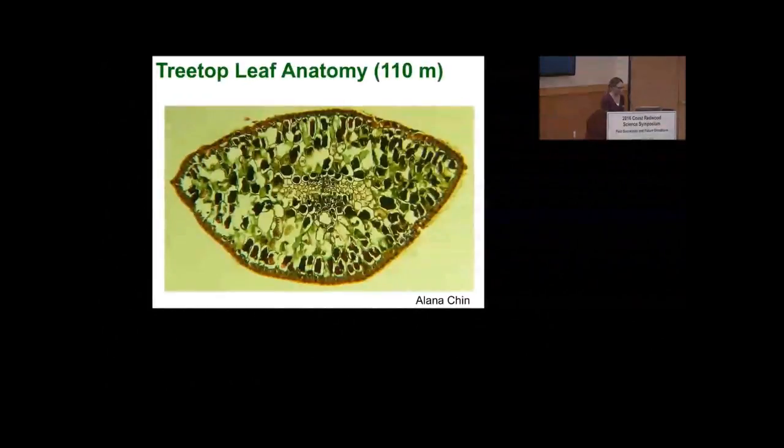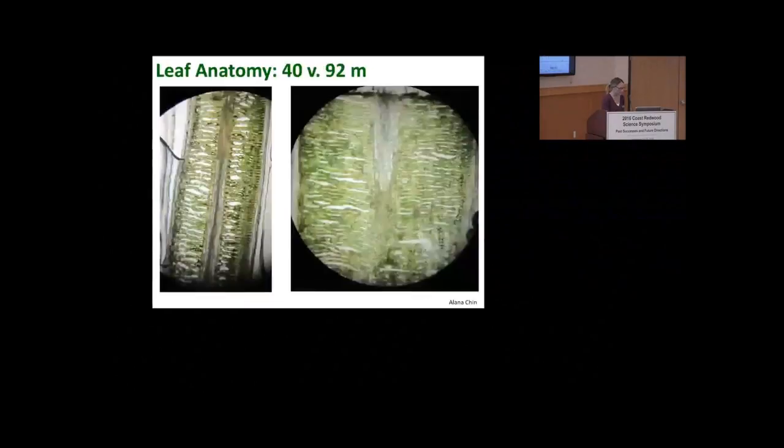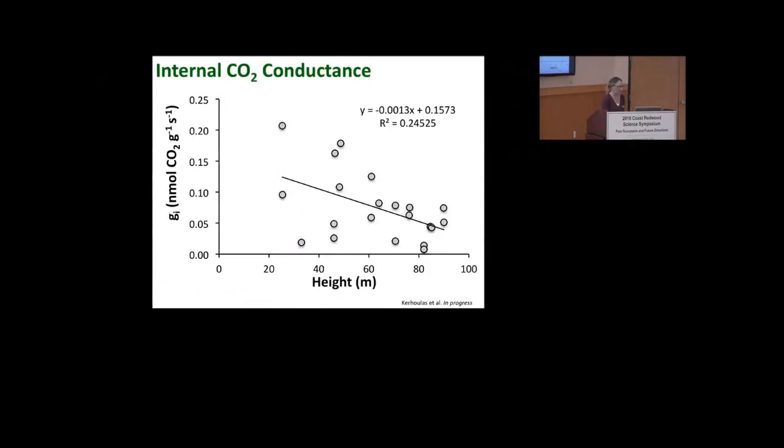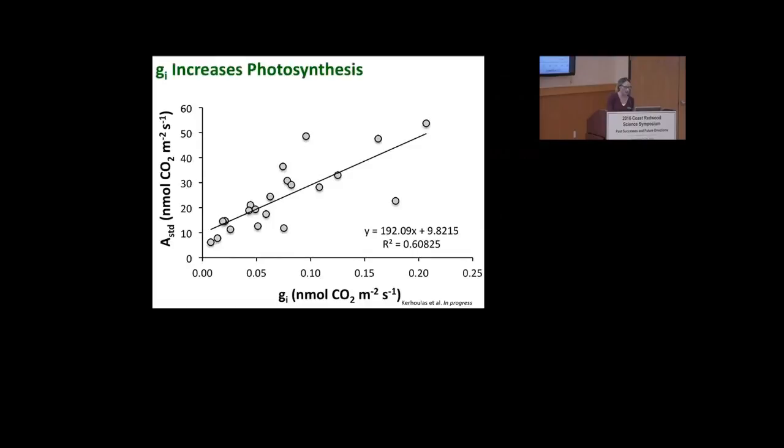That internal CO2 conductance is gi, and you can see it decreases in the Sitka spruce, and photosynthetic capacity on the vertical axis is very tightly correlated to internal CO2 conductance. So the more easily CO2 can move through the leaf, the better photosynthetic capacity the leaf has. Probably enough time. I think I've satiated your interest in leaf anatomy and physiology.